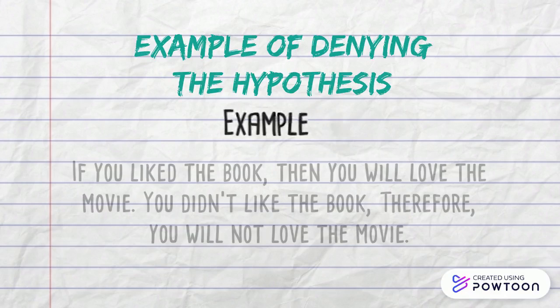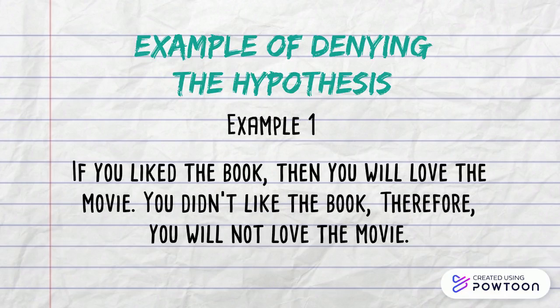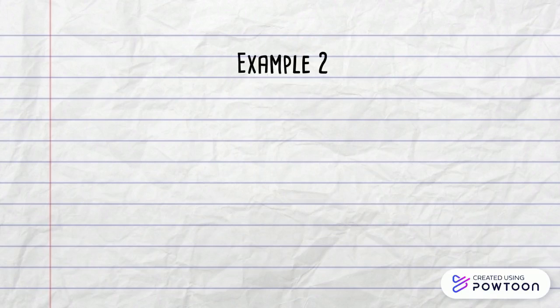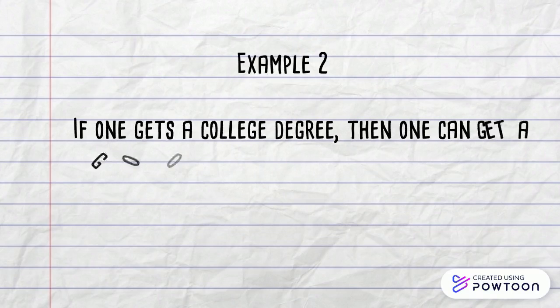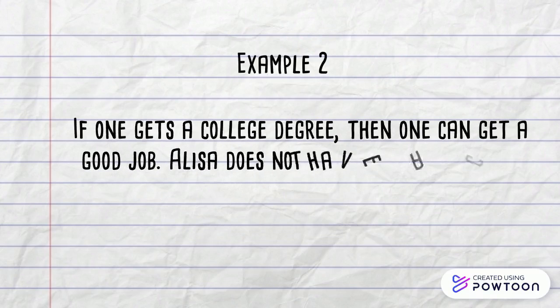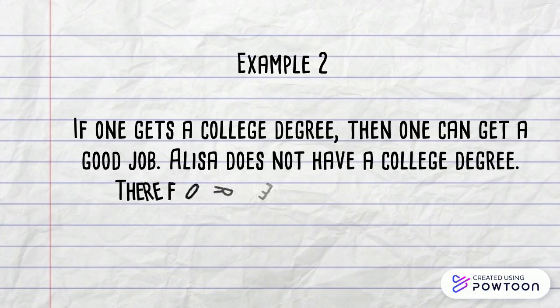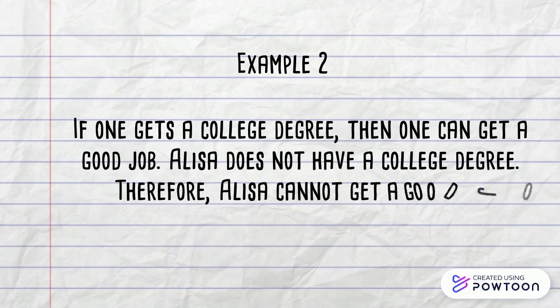For example 1, if you like the book, then you will love the movie. You didn't like the book, therefore you will not love the movie. For example 2, if one gets a college degree, then one can get a good job. Alisa does not have a college degree, therefore Alisa cannot get a good job.